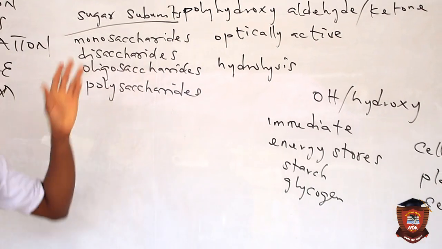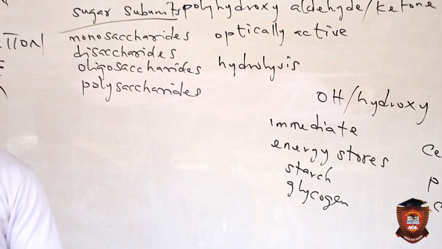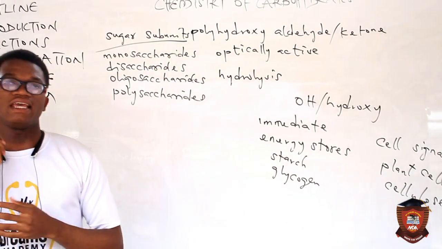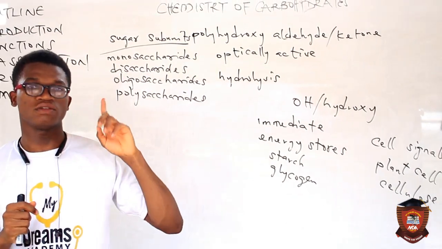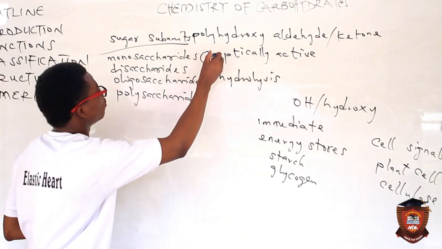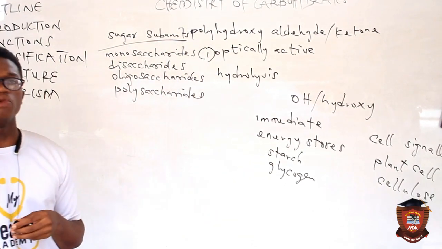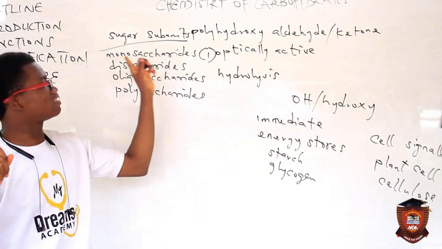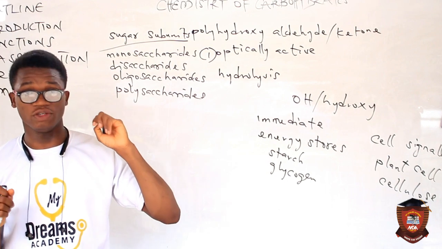Needless to say, the suffix saccharide represents sugar. So when we say a monosaccharide, we mean a carbohydrate that has one sugar subunit. So monosaccharides have one sugar subunit. Mono means one, saccharide means sugar unit. So monosaccharide, one sugar unit.